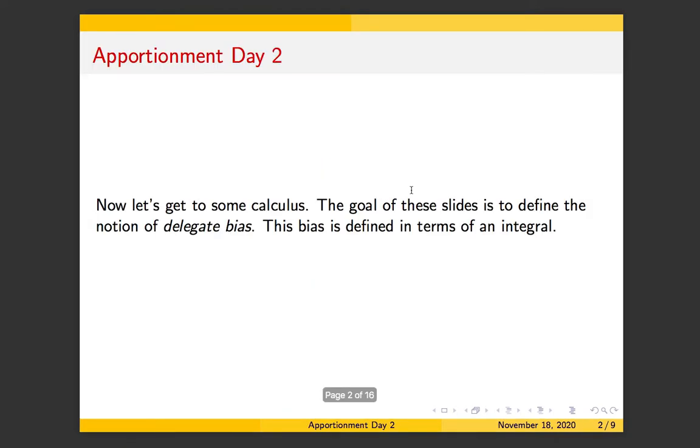So the point of this video is now to get back to some calculus. The last couple of videos seem like kind of a strange left turn into nowhere, right? Like what are we doing talking about presidential primaries and apportionment theory? So the goal of these slides is now to define the notion of delegate bias, which is defined in terms of a double integral, it turns out. So we can connect this material back to chapter 15.